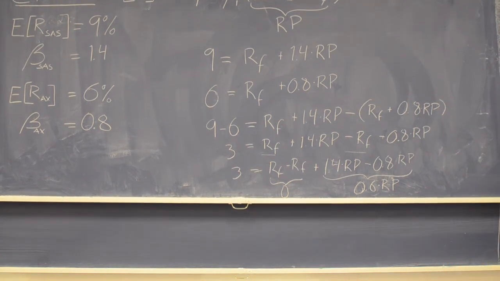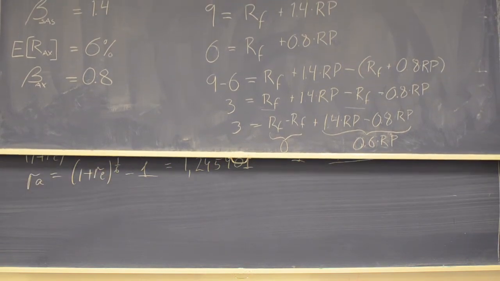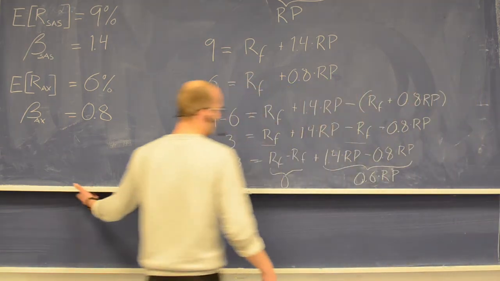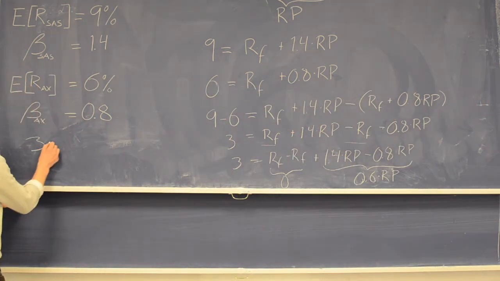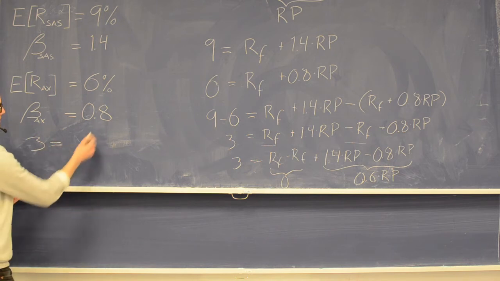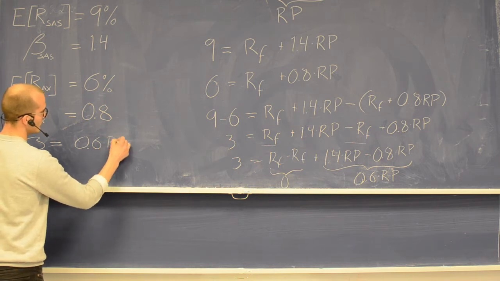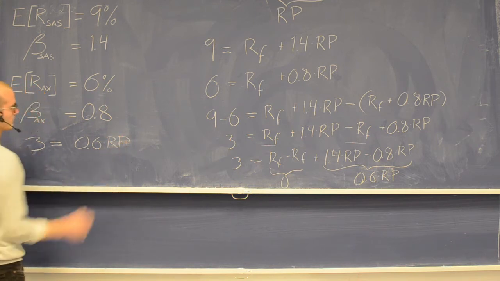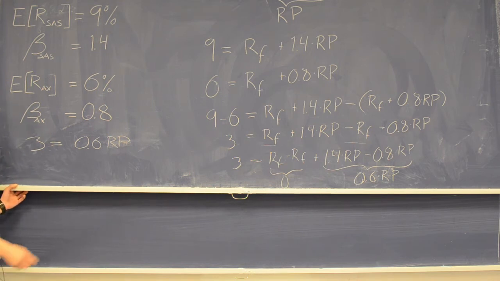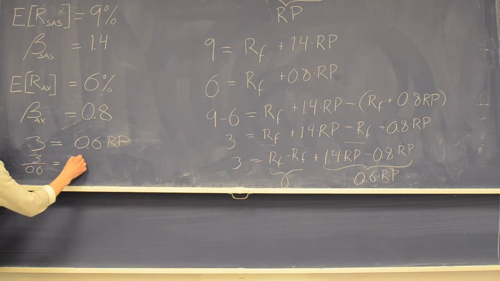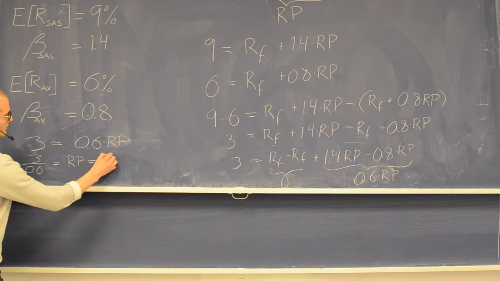So if I get to the next board, no, that I obviously just do not do, but I can write it here instead. We have 3 is equal to 0.6 times RP. To find the RP, we just divide by 0.6 on both sides. So we get that 3 divided by 0.6 is equal to the risk premium, which is 5.